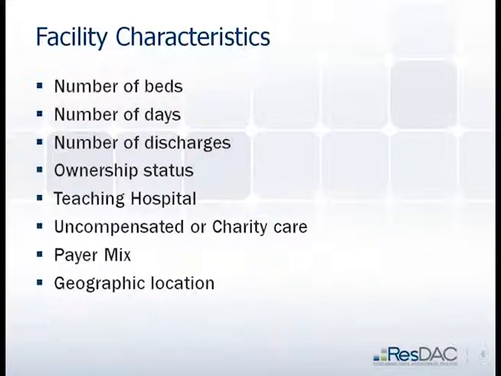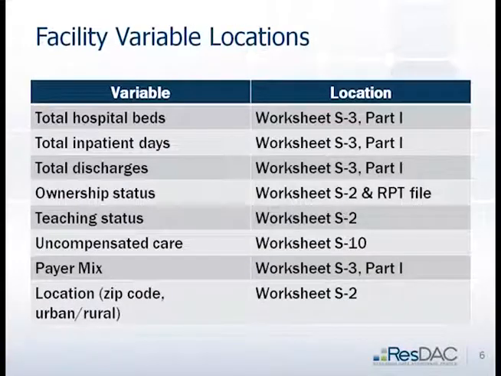So here's a list of some of the facility characteristics: number of beds, days, discharges, ownership status, teaching hospitals, uncompensated or charity care, the payer mix, and geographic location, such as urban or rural. And this slide just shows where you would find those types of variables. Mostly it's found on worksheet S3 Part 1, but you can find some of the other variables on S2 or S10. The S worksheets are the statistical worksheets. That's how I like to think of them. If you're looking for a statistic, it's likely on one of the S worksheets.